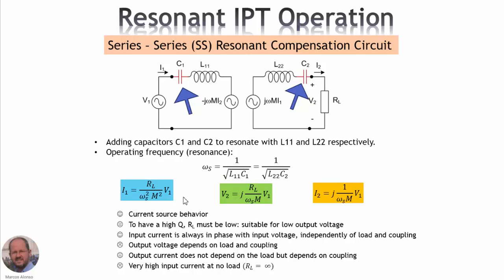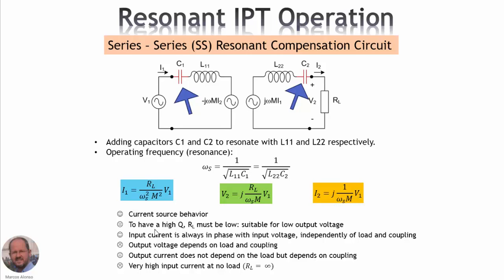In this way, the input current is going to follow this expression. This is the output voltage and this is the output current. So some of the features of this type of compensation are shown here. We have a current source behavior at the output. As we can see here, the current follows this expression and is controlled by the input voltage. It's a behavior of current source.